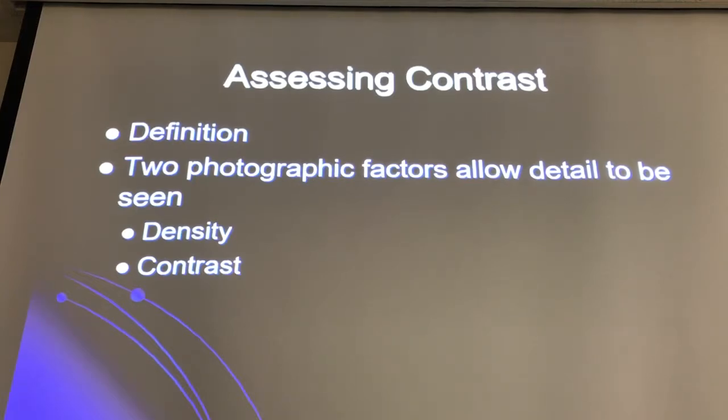Show the detail of the structure, okay? There's different types of contrast, like a mid-range, a long scale, and a short scale, depending on what you're looking for. If you're doing an extremity like a finger or a hand, you want more of a short scale contrast so you get nice bony detail. For a chest, you want more long scale.